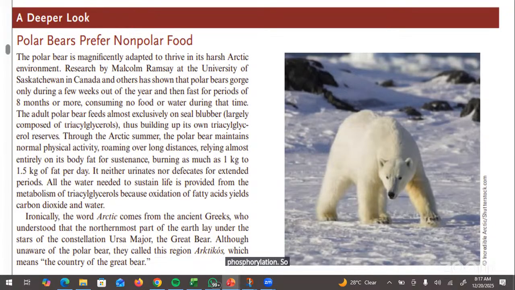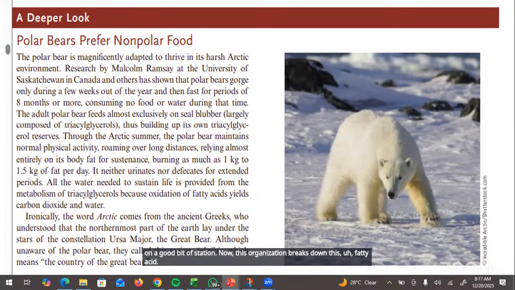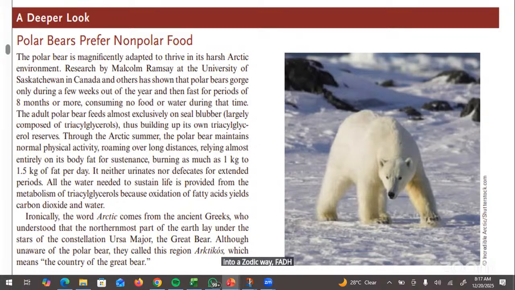So the triacylglycerol is first of all mobilized. We have the sensitive lipases that will break down the triacylglycerol to glycerol and free fatty acids. The free fatty acids undergo beta oxidation. Now, this oxidation breaks down this fatty acid into acetyl-CoA, FADH2 and NADH. The FADH2 and NADH are substrates for the electron transport chain and oxidative phosphorylation.